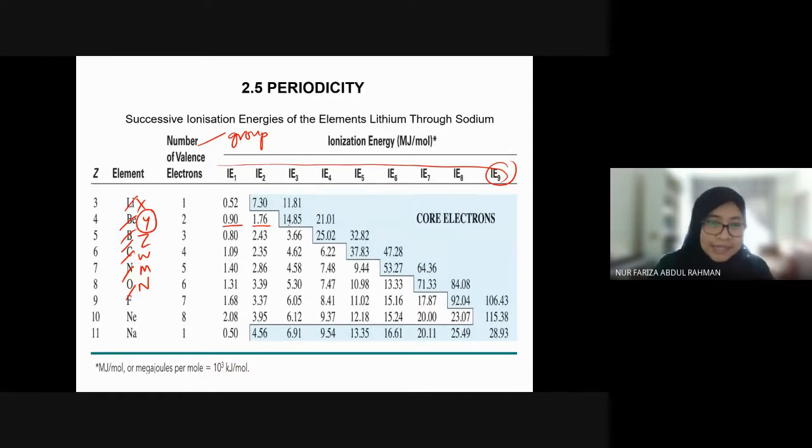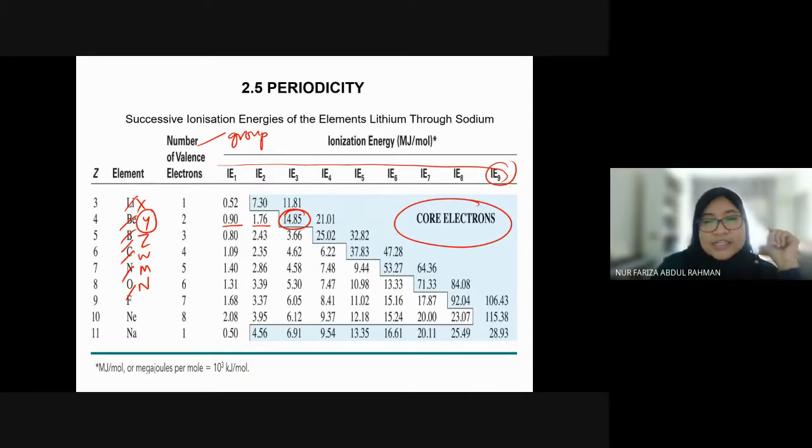Berapa kali ganda naik tu? So this is what we call a sudden jump. This sudden jump ataupun large gap between IE2 and IE3 shows that the electron has been removed from the core electron, guys.